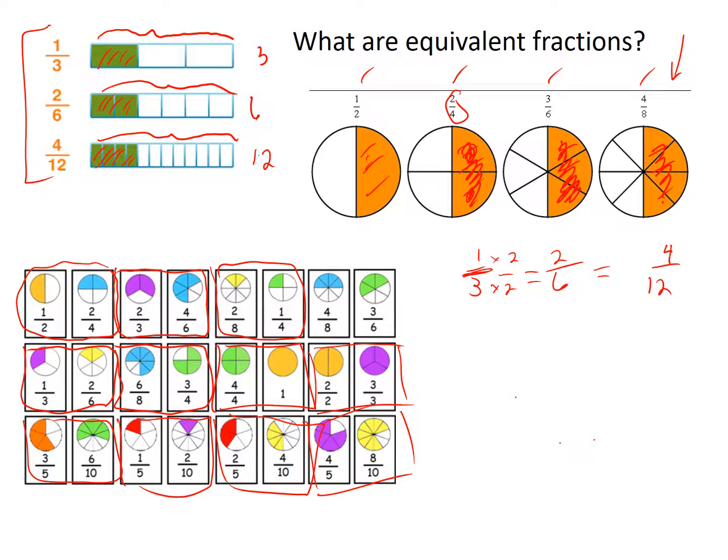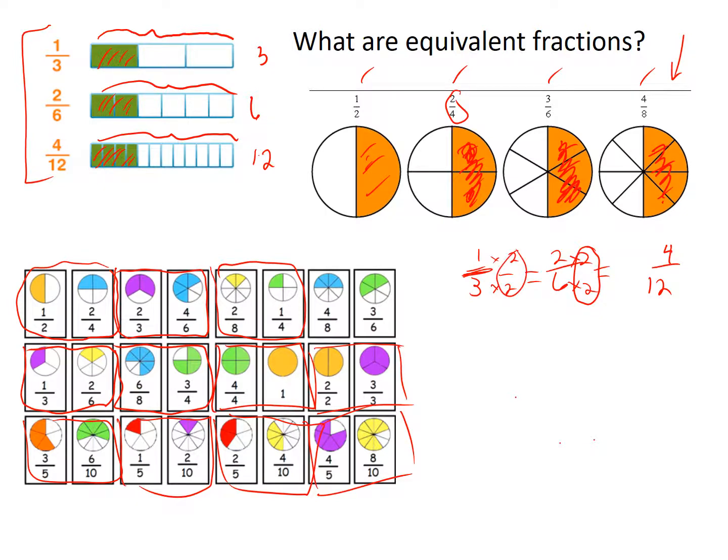How did we get from 2 to 4? They doubled that. 2 times 2 is 4. 6 times 2 is 12. That's what makes them equivalent. They're both multiplied by the same number.